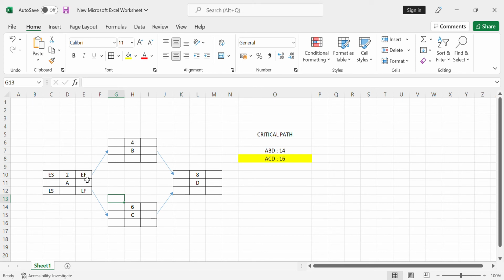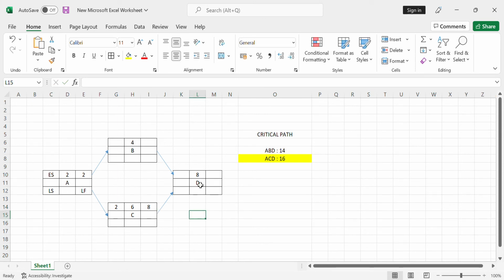Always remember, the early finish of activity A will be 2. How will it be 2? Because the duration given is 2, so we will directly write 2 here. Now put the 2 in this diagram. The early start of C will be 2. This 2 will be the early start of C. Now add 2 plus 6, 8. Right here, 2 plus 6 is 8.